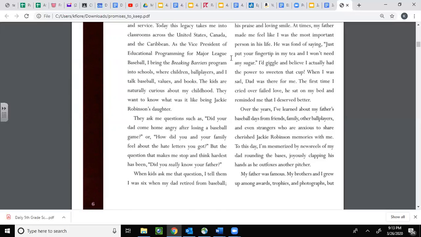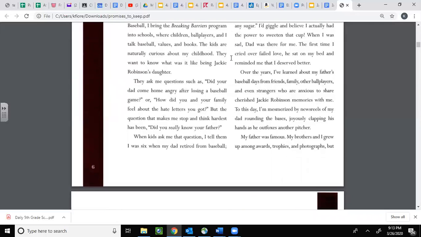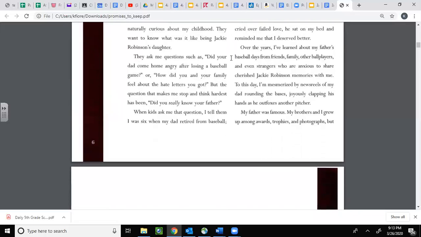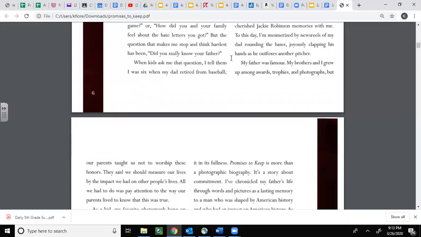Over the years, I've learned about my father's baseball days from friends, family, other ball players, and even strangers who are anxious to share cherished Jackie Robinson memories with me. To this day, I'm mesmerized by newsreels of my dad rounding the bases, joyously clapping his hands as he outfoxes another pitcher. My father was famous.